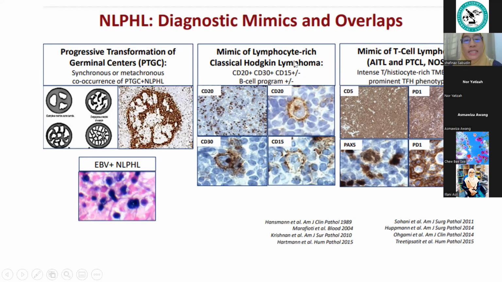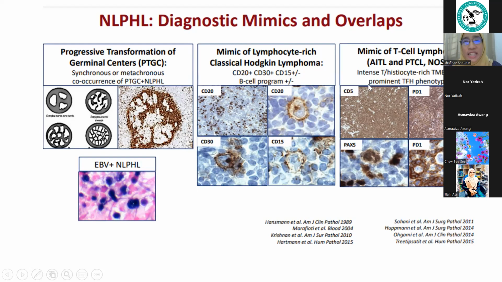Next is the neoplastic lesion. As I mentioned earlier, classical Hodgkin lymphoma, lymphocyte rich, we will usually identify by using immunohistochemistry, because classical Hodgkin lymphoma will be positive for CD30 and CD15, and sometimes it has a heterogeneous expression of CD20 as well. Another important mimicker is the T-cell lymphoma.